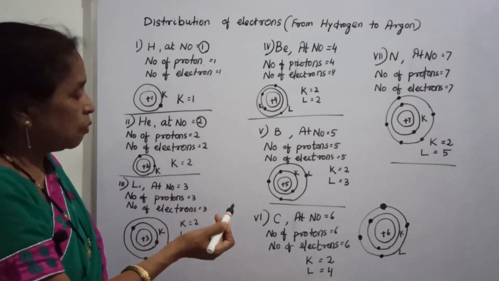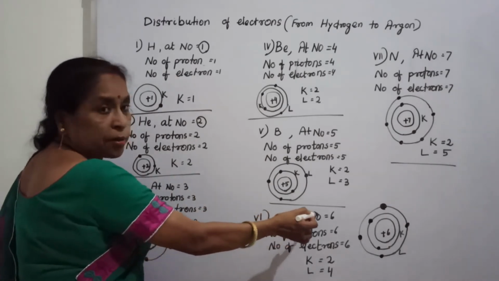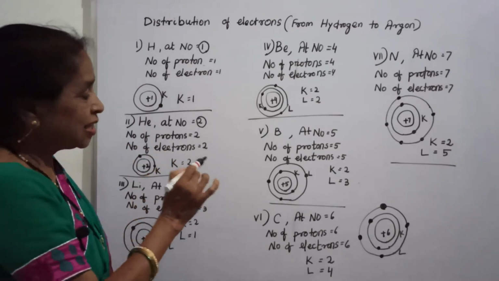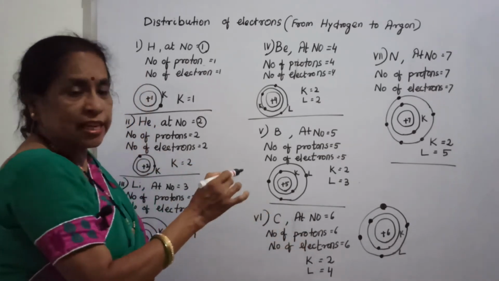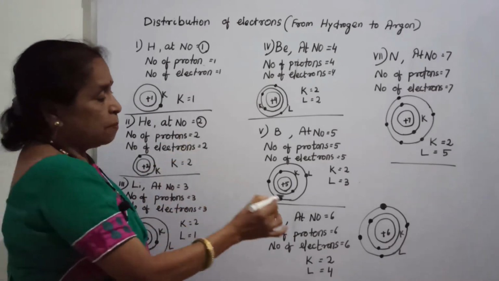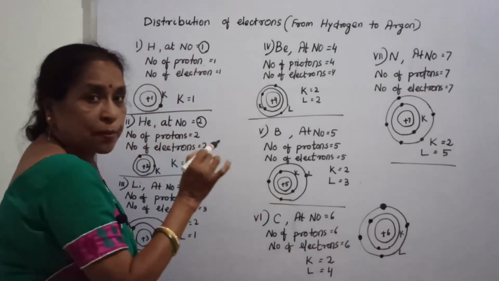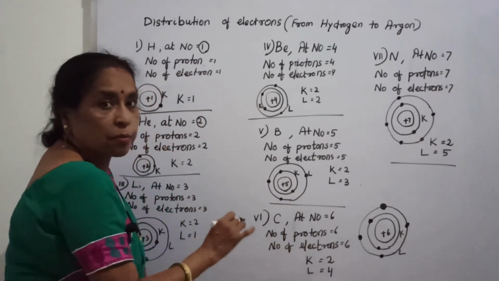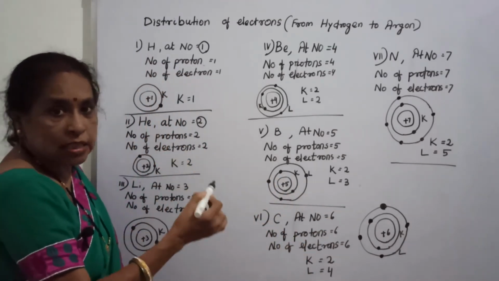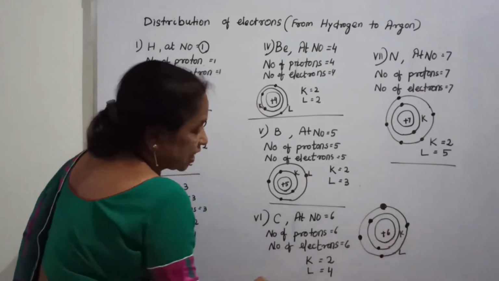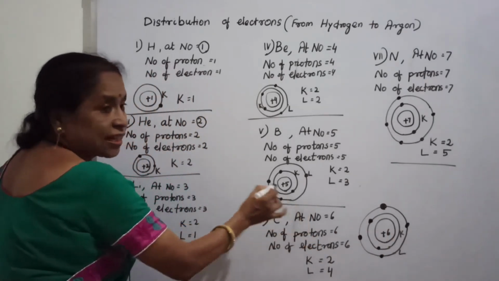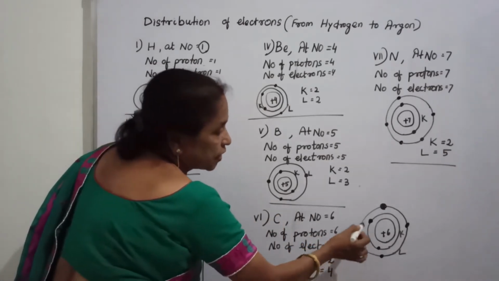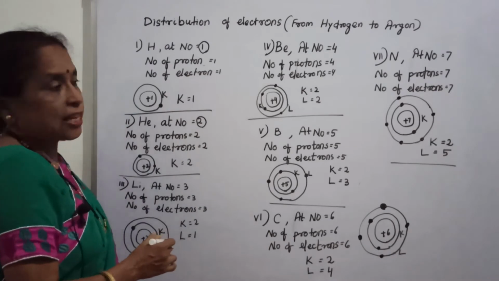Next, carbon. Atomic number 6, number of protons 6, plus sign plus 6. Number of electrons 6, that means here plus 6 is represented by protons inside the nucleus. K shell has 2 electrons because its maximum capacity is 2 electrons, and the remaining 4 are in the L shell, so it is represented by 4 in L shell.